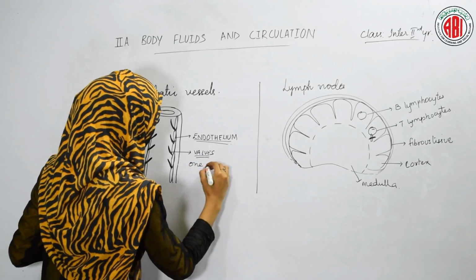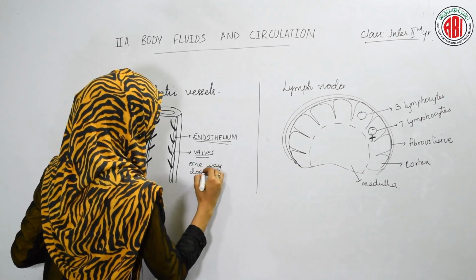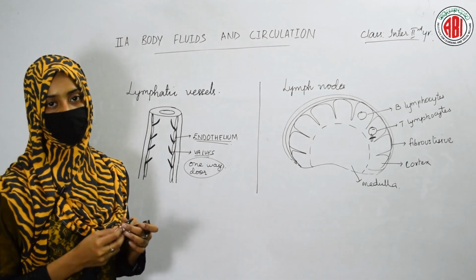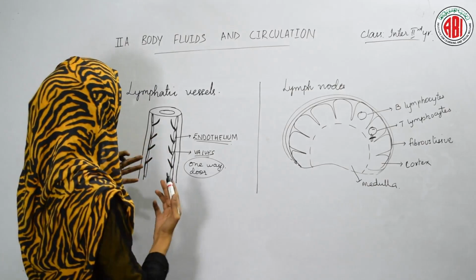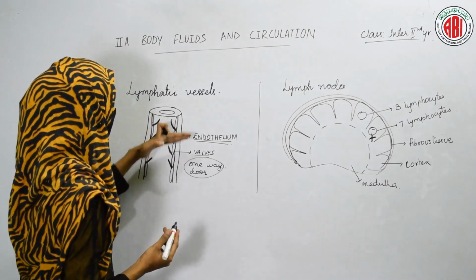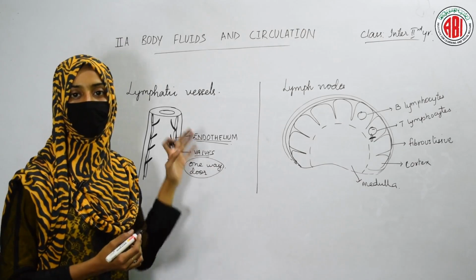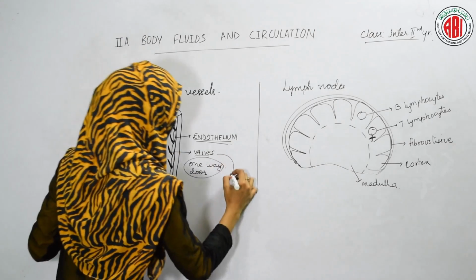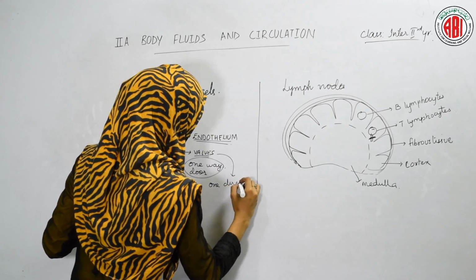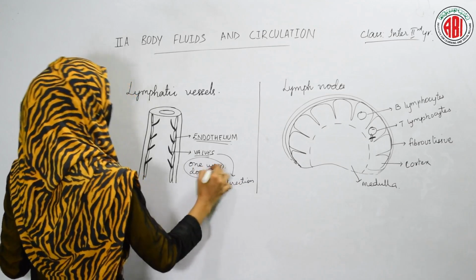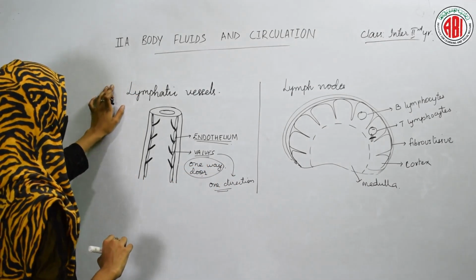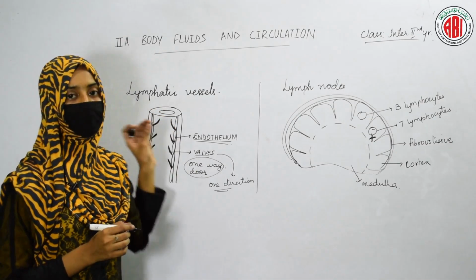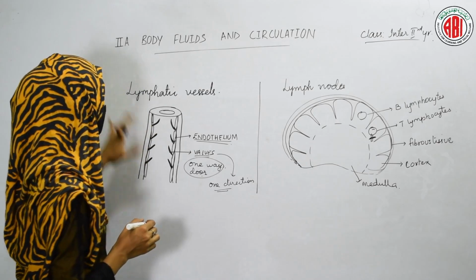Valves are one-way doors of our vessels. These are open at one end and closed at the other end. So once any fluid enters the valves, it cannot flow back, it cannot move backward. The fluid which enters the valves always flows in one direction, so we call these valves the one-way doors of our lymphatic vessels. This is how the endothelium layer and valves enable the flow of lymph in the lymphatic vessels.